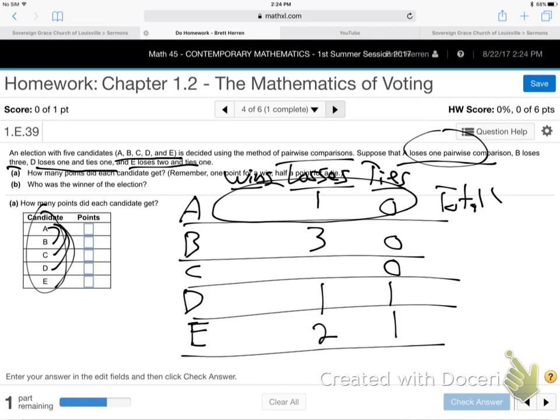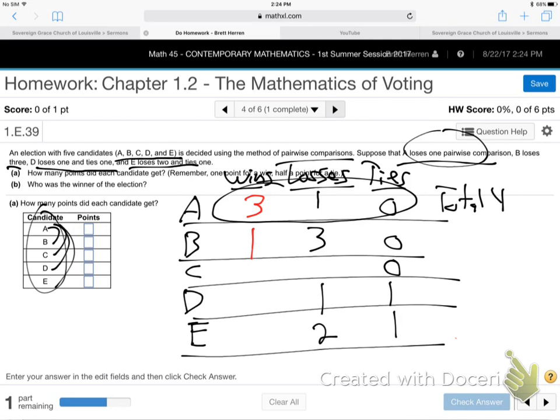Because there's a total of 4 games. A's going to play 4 games. So if A lost 1 game, how many do you win? He must have won 3. See how I'm coming up with that? 4 total games. And then B, what do you think would be? B lost 3, didn't tie any. So how many wins for B? 1. Must be 1. Just fill in what's missing because we know 4 games total. Everybody competes in 4 games. They all play the other 4.